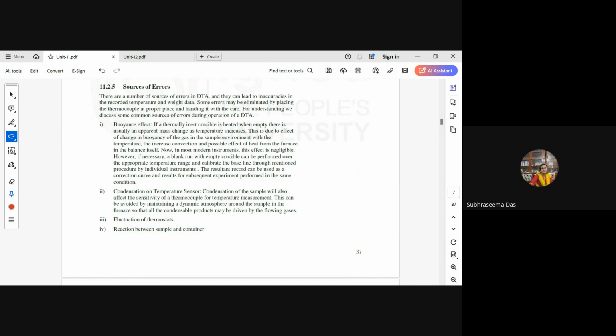The second error that can commonly occur during DTA measurement is condensation on the temperature sensor. When certain samples condense on the thermocouple, challenges arise. In order to avoid this situation, we can maintain a dynamic atmosphere around the sample, particularly an inert atmosphere.